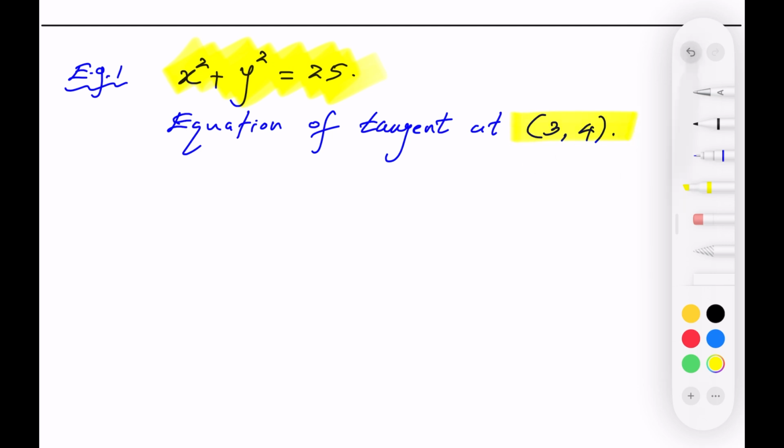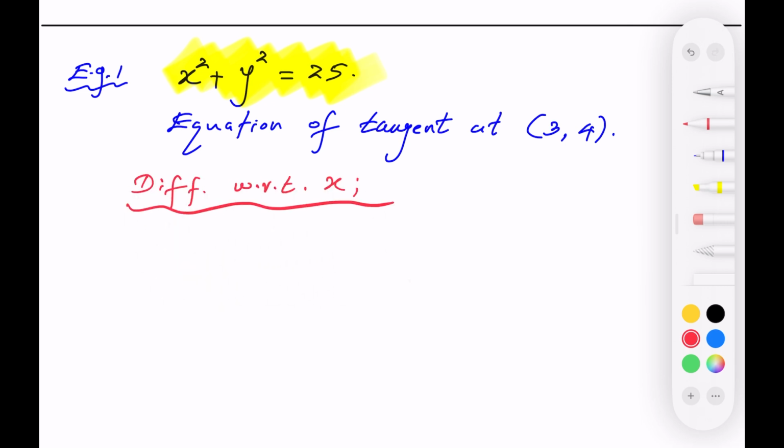Of course, a point is given to me. What I need is the slope. In order to find the slope, I will need dy by dx. Therefore, I would like to differentiate this given function right here. When I differentiate both sides of that with respect to x, the first term is x squared. We know how to differentiate x squared with respect to x. It will be just a 2x.